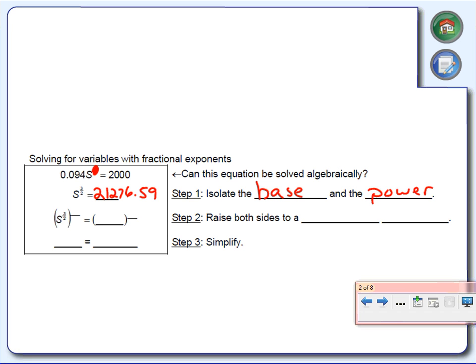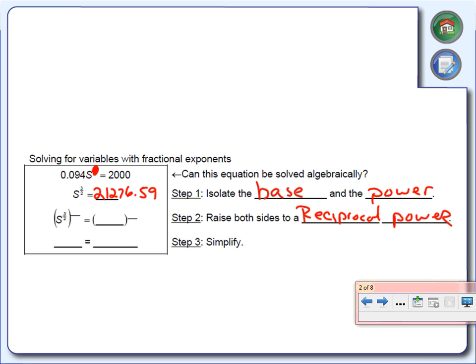Now here's what we're going to do next. Once we have the base and the power isolated, then what we're going to do to solve for s is raise both sides of the equation to a reciprocal power. Now when I say reciprocal, what does the word reciprocal mean? In other words, that 3/2. What is the reciprocal of 3/2? 2/3. We're taking the fraction and flipping it.